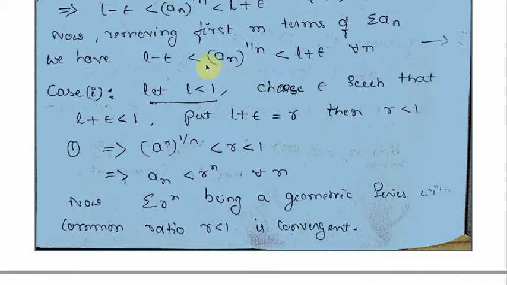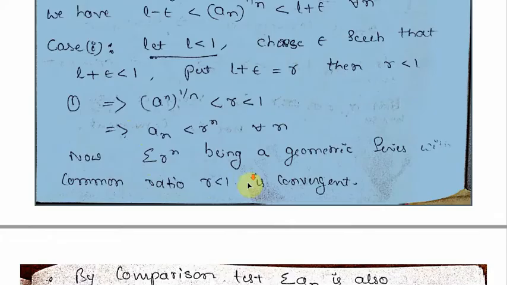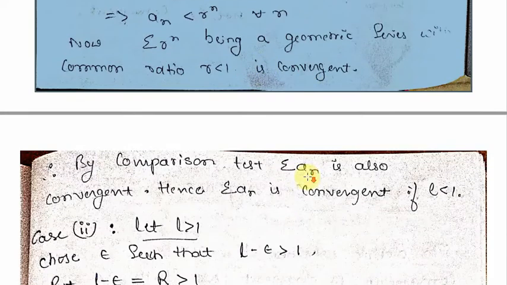Now considering right side portion of the inequality, in 1 we have an all to the power 1 by n less than R less than 1. This inequality implies an is less than R power n for all the values of n. Now, see the series in the RHS, that is sigma R power n, is a geometric series with a common ratio R less than 1, and so it is convergent.